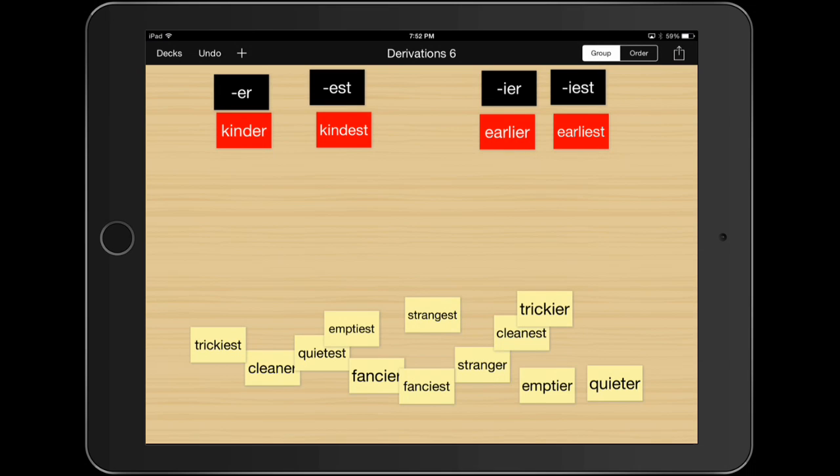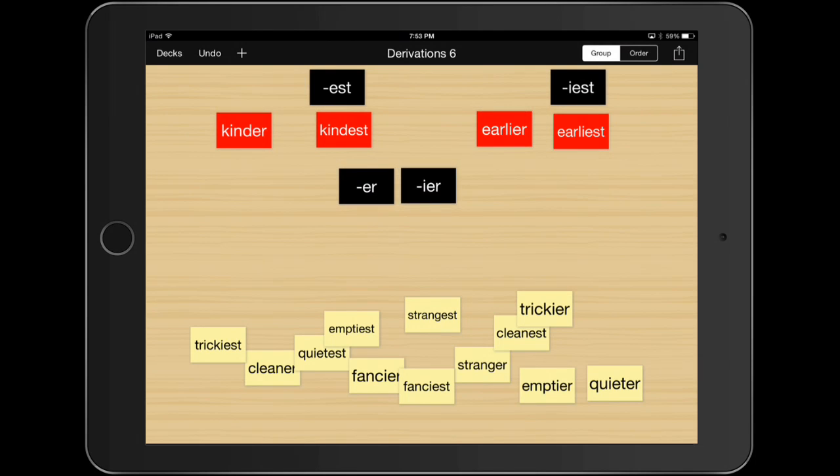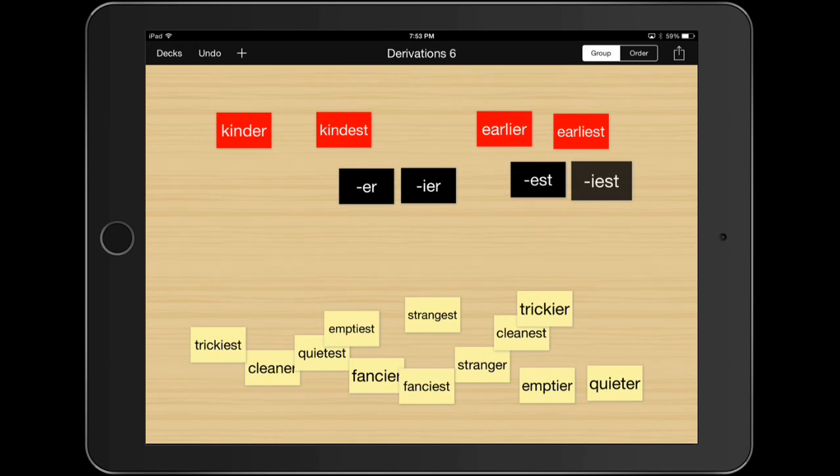So when we're using a suffix such as ER, we are going to compare two things. When we're going to use a suffix such as EST, we're going to compare more than two things. However, notice this suffix and this suffix are a little bit different, and this suffix and this suffix are a little bit different. What do you notice about these two headers and these two headers?